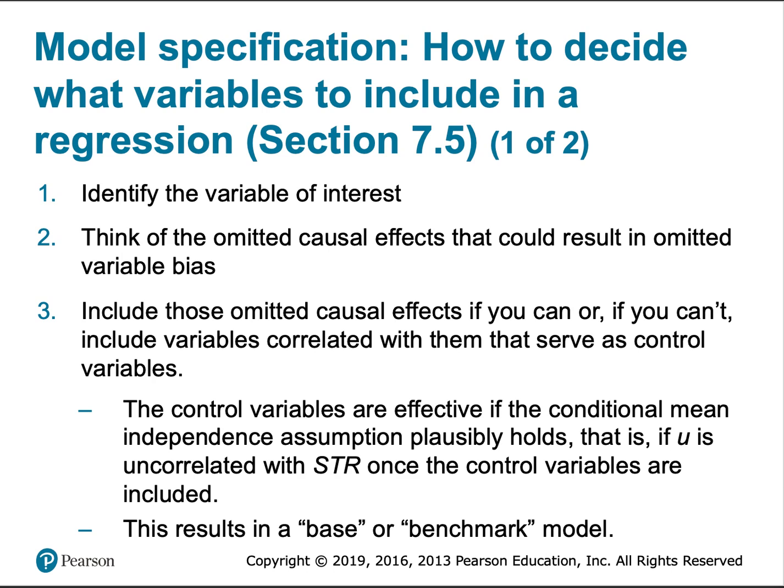Then you need to think of the omitted causal effects that could result in omitted variable bias. There are two things that you can do. You can include the omitted causal effects if you can measure them, if you can get data on the omitted causal effects. If you cannot, then include variables that are correlated with the omitted causal effects that serve as control variables, that serve as proxies for the omitted causal effects. The control variables are effective if the conditional mean independence assumption plausibly holds. That is, if U is uncorrelated with the student-to-teacher ratio once the control variables are included.